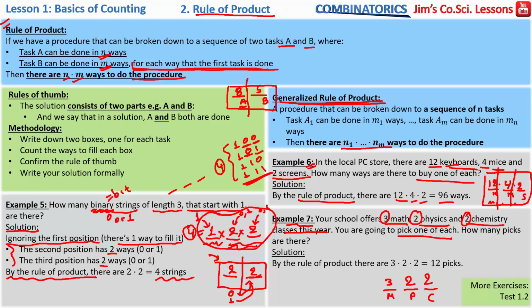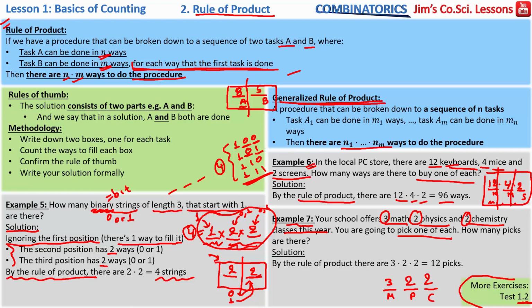The rules of thumb apply. All these 3 things must be chosen. And also, when I'm choosing a math lesson, the ways to choose a physics and a chemistry class remain the same. So I have confirmed that the rules of thumb apply and my result is correct.